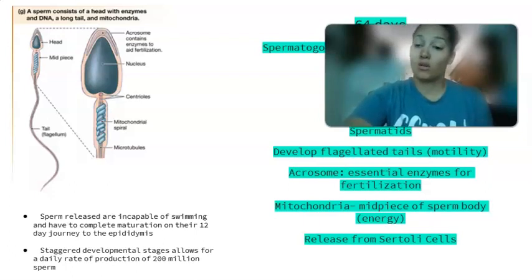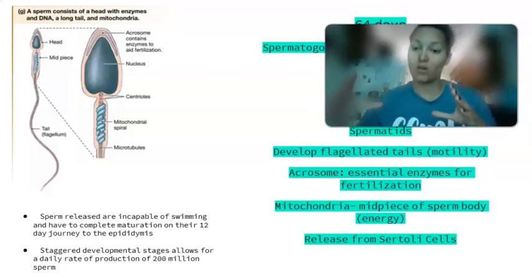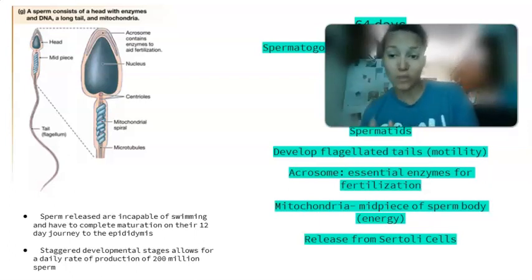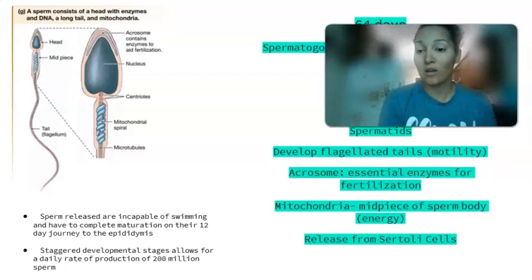And recall that slide earlier with the lumen and the different phases and stages all the way out to the myoid cells? That's staggered development. So as the sperm matures through development, that staggering allows for a continual daily rate of production of 200 million sperm. That's a lot.